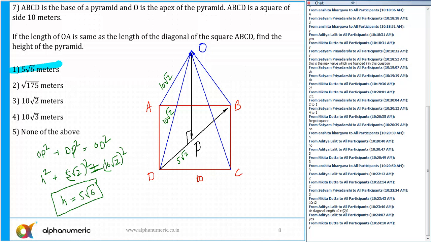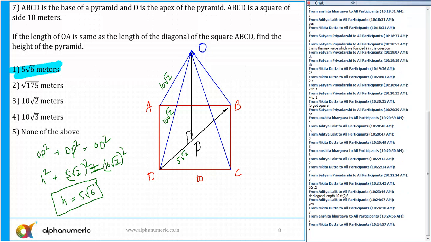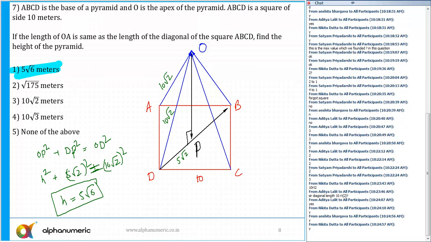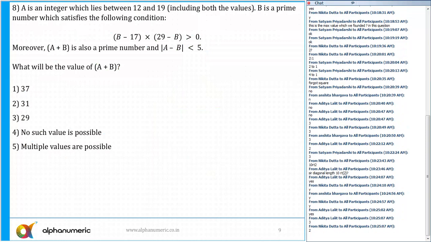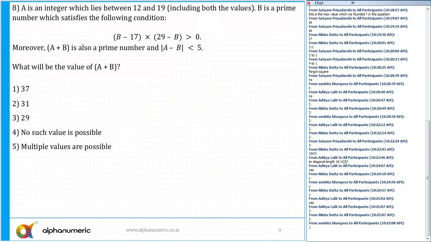So is that clear to all of you? Can I move to the next question? This was a simple one, not difficult. What is the answer for question number 8? Okay, the correct answer is option 1, and Sita has got it right.